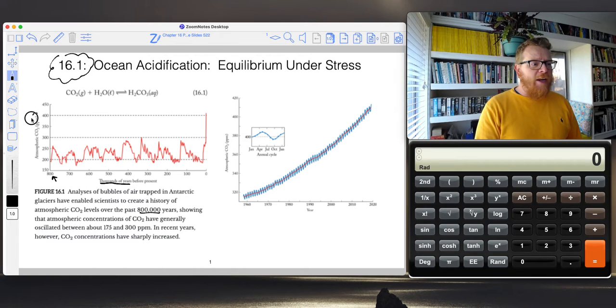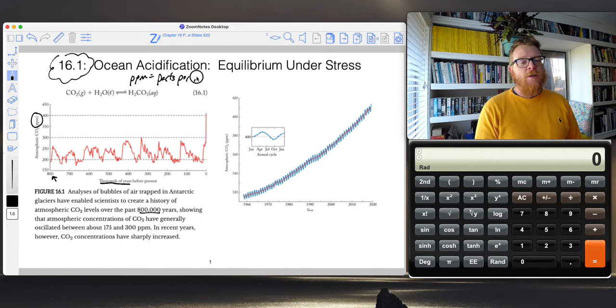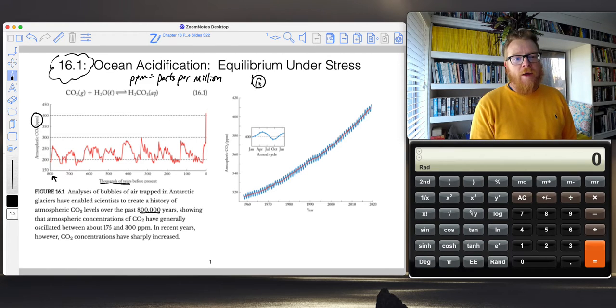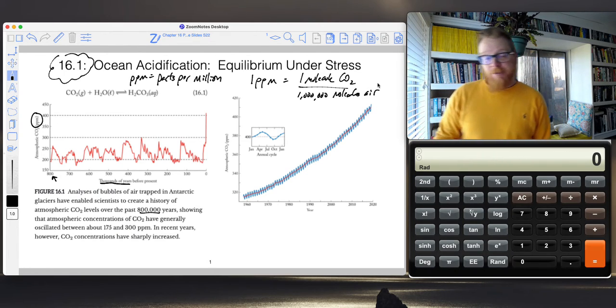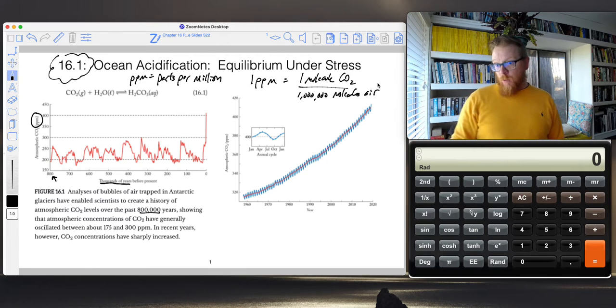And this scale right here, notice that it says ppm. So recall from Chem 109, that stands for parts per million. And so, for example, if you have 1 ppm for this gas phase measurement, that means 1 molecule of CO2 out of 1 million molecules of air, right? So 1 part per million means 1 out of every 1 million.